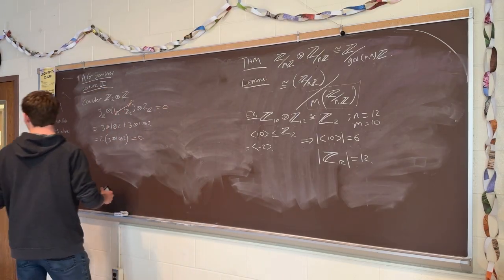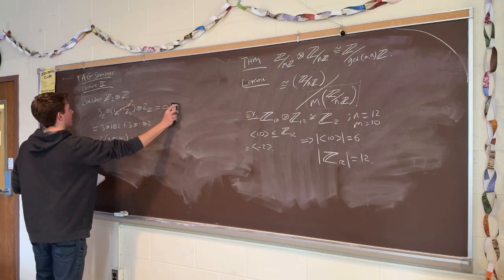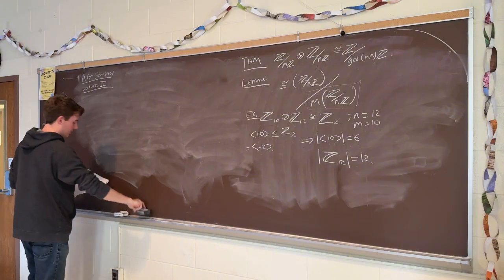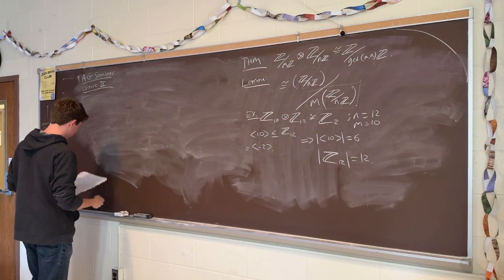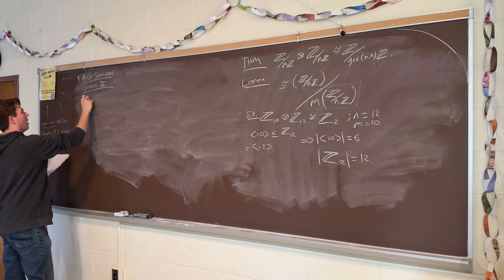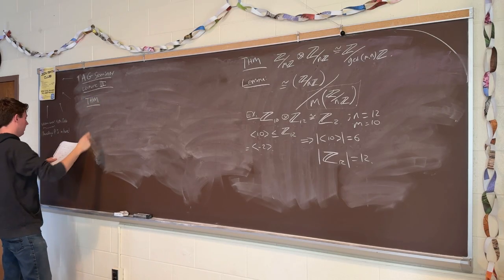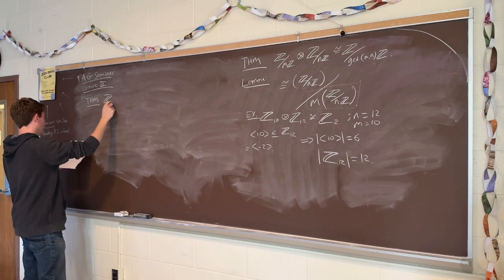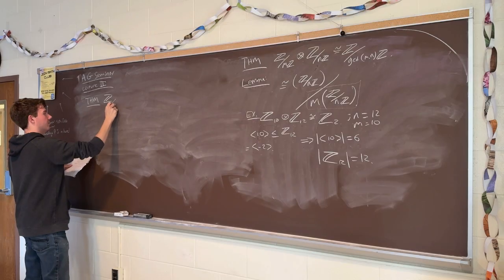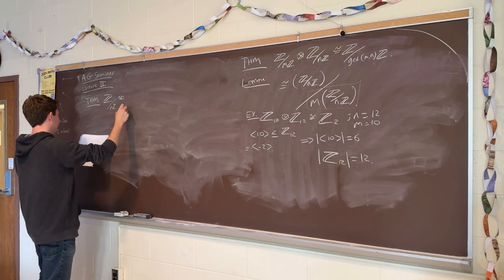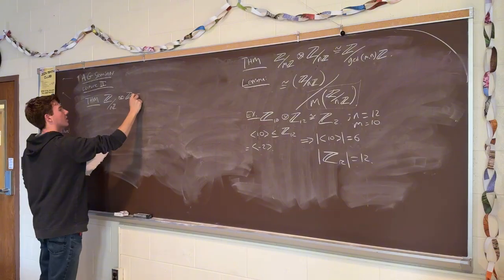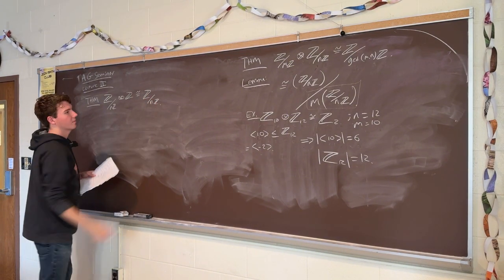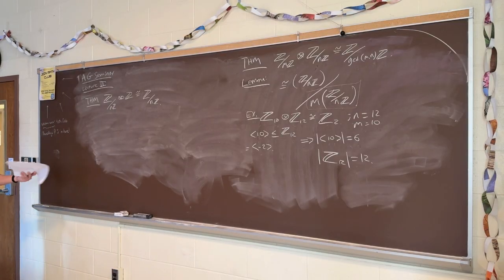I'm going to erase this if that's okay with you. So as a general theorem, Z mod NZ tensor with Z is just isomorphic to Z mod NZ. And that stands to reason.